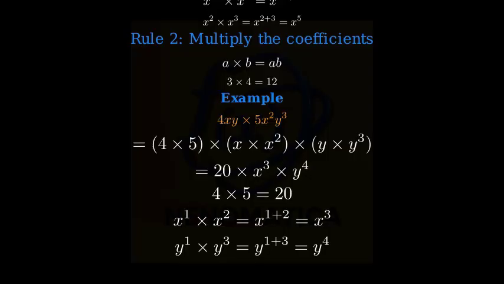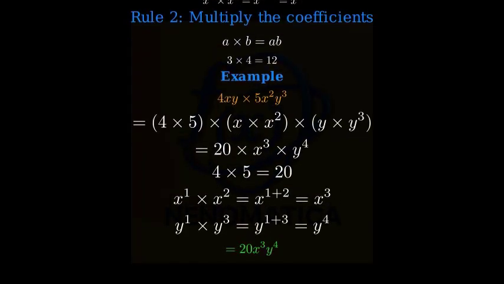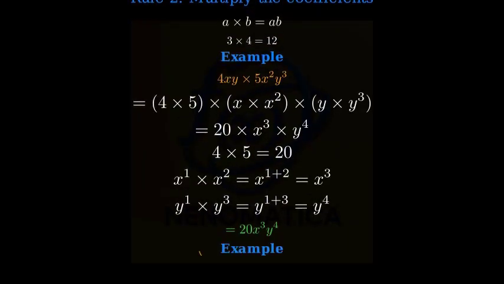For the variables, we add the exponents. X to the power of 1 times x squared equals x cubed. Similarly, y to the power of 1 times y cubed equals y to the fourth power. So our final answer is 20x cubed y to the fourth power. Let's move on to the next example.